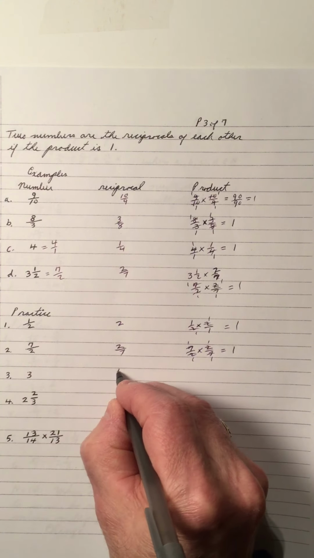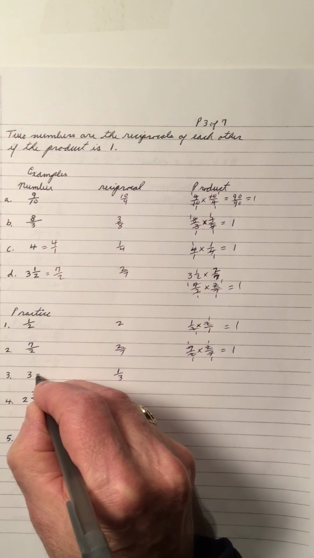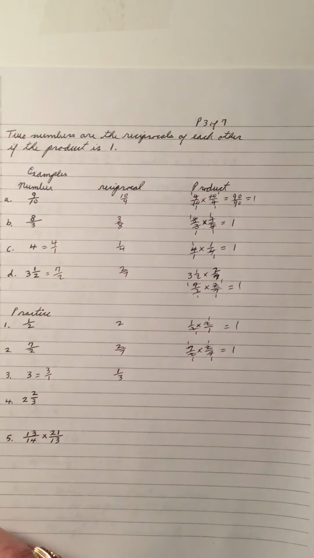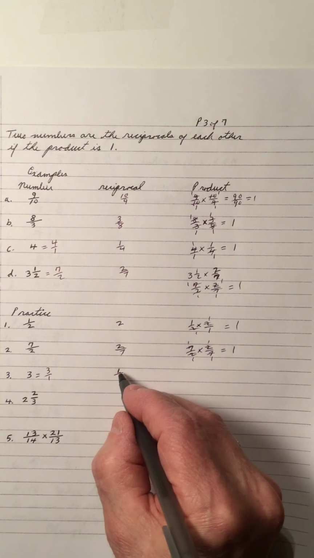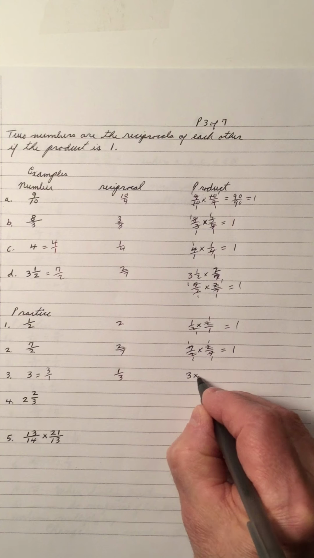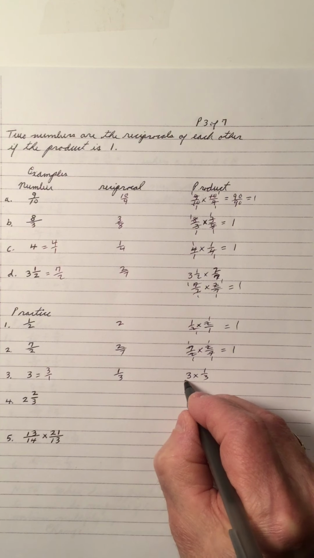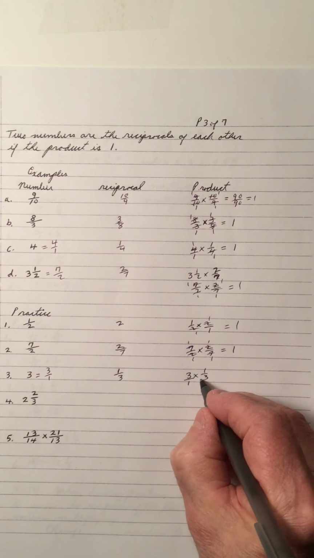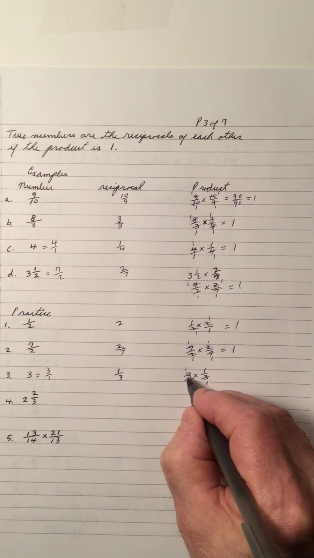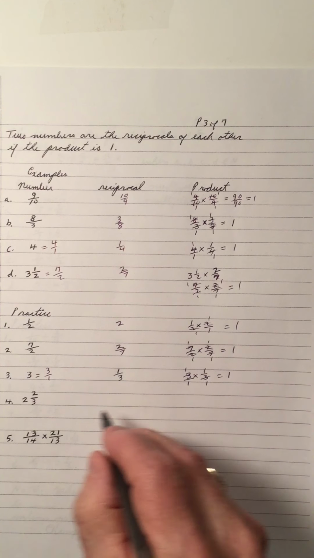3 is 3 over 1, so the reciprocal is 1/3. So 3 is 3 over 1, understood. Any number over 1 is itself. So 3 times 1/3. Notice the 3 is over 1. So the 3's cancel into each other 1 time, and that gives me 1 over 1, which is 1.